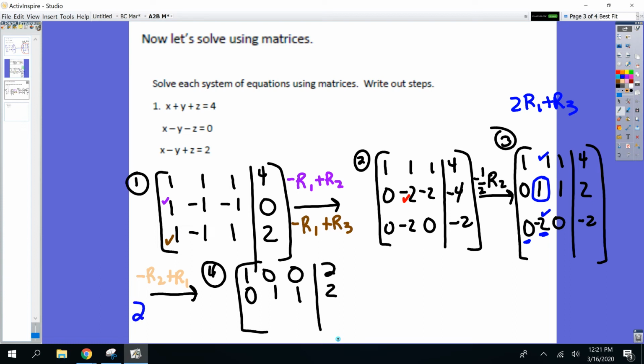Go back down here. You can take 2 times not row 1, but row 2, and then add it to row 3. Okay? And when I do that, you guys can go ahead, take every single thing in row 2, multiply it by 2, then add it to row 3. And you can stop and pause the video anytime you want. You should end up with 0, 0, 2, 2.